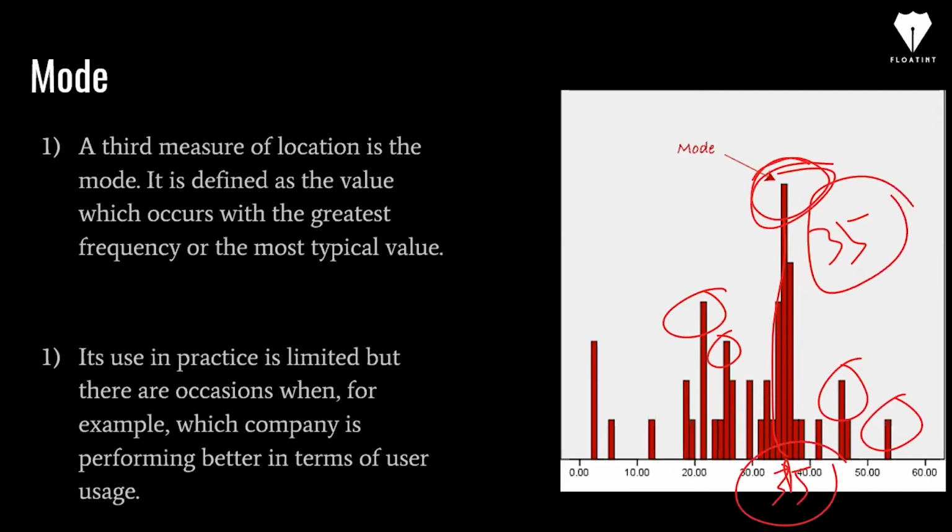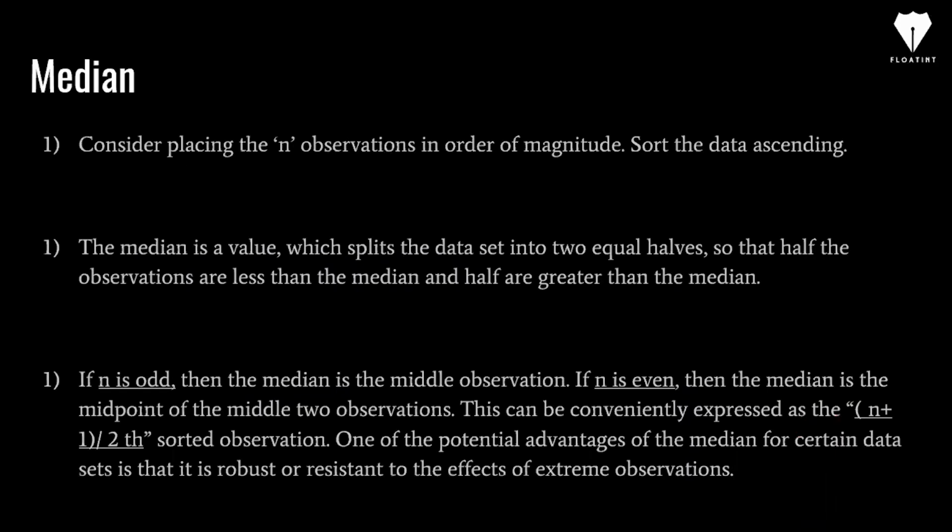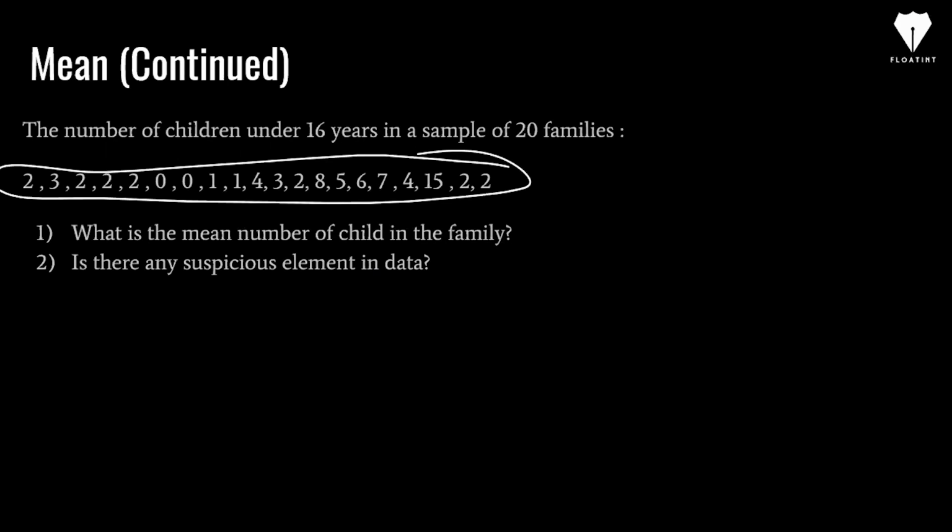What are the use cases of each one of them? So mode is used whenever you want the most frequent value. A very good example is how do you decide which company is performing better in terms of usage? You just take the max of it, right? So median is used when you have many outliers in your data. I'll come back to this example again.